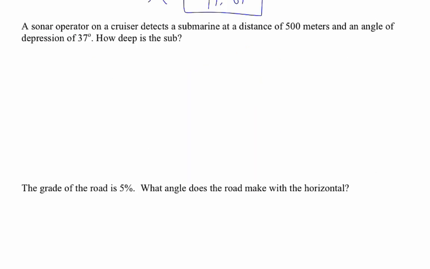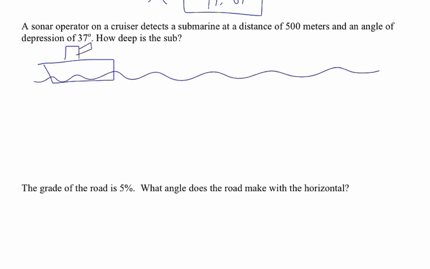In example 2, it says a sonar operator on a cruiser detects a submarine at a distance of 500 meters and an angle of depression of 37 degrees. How deep is the sub? Well, a cruiser is going to be a boat that's sitting up here on the water. So here's my water. And it's trying to detect a submarine that is down here somewhere, maybe with its telescope looking around. So there's my submarine.